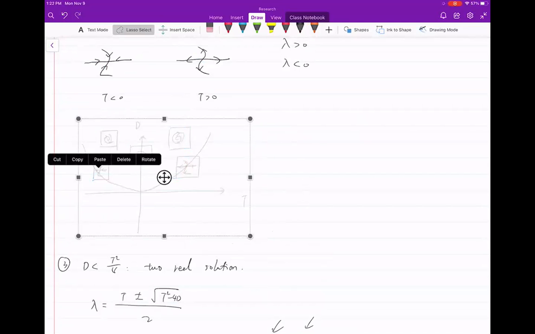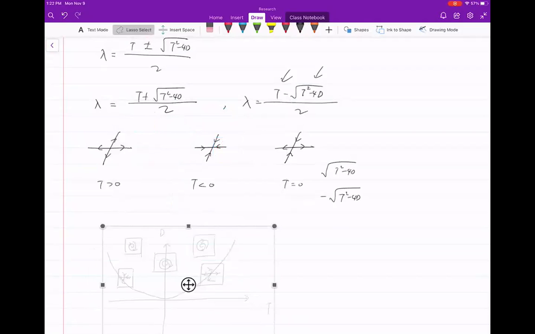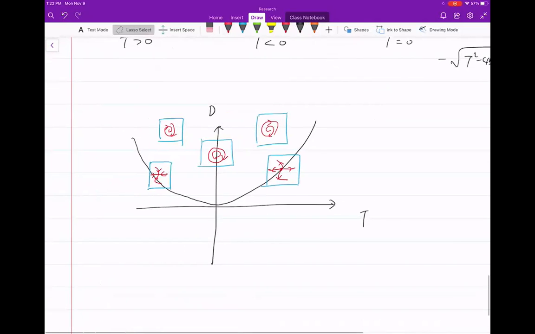we have done everything above. We have done everything on the parabola. Now we want to do everything below the parabola. And again, we have 3 different situations, depending on which location you are in. If T is less than 0, sink. Bigger than 0, source. Right on this, you have one source, one sink. So together, it's a saddle.